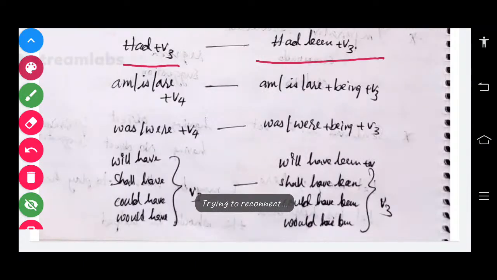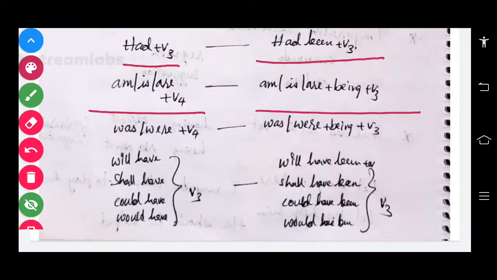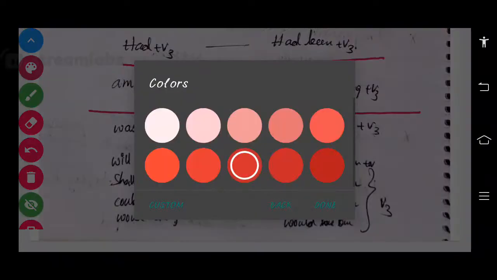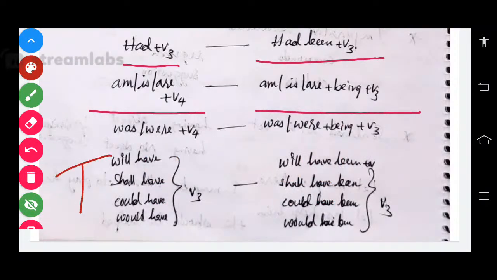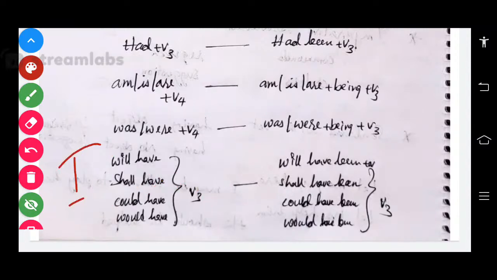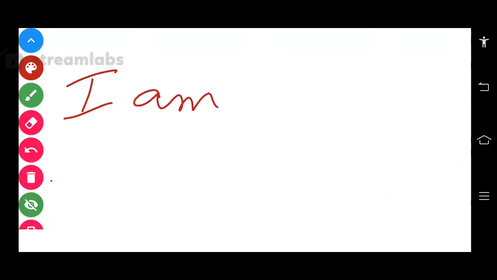If there is am/is/are plus V4, it is to be used as am/is/are plus being plus V3. That's what I am writing notes. Can you say I am writing notes? What is the passive sentence? Try to say this. Okay, tell me, what is the correct passive sentence? I am writing notes.